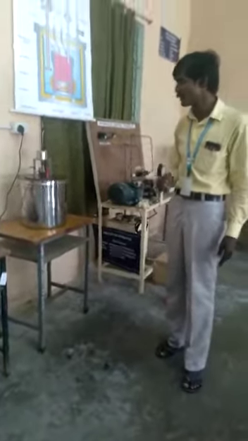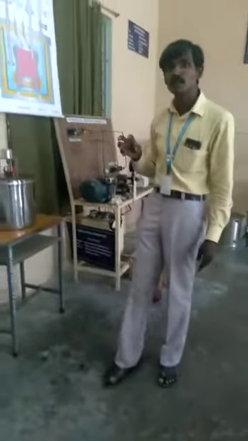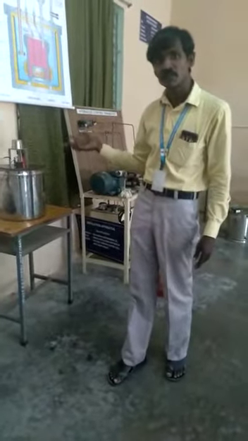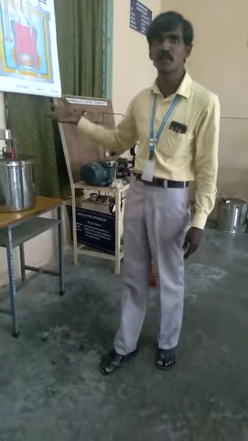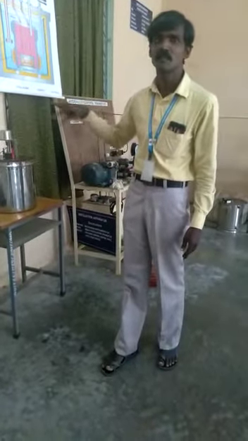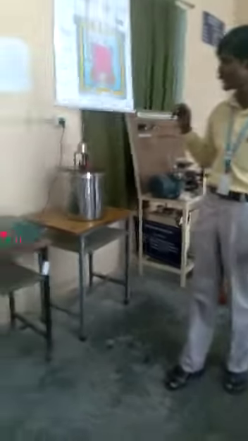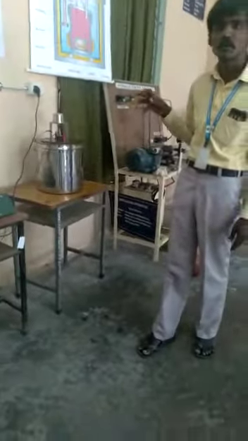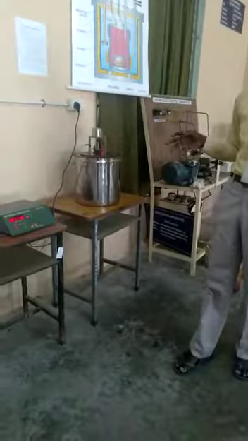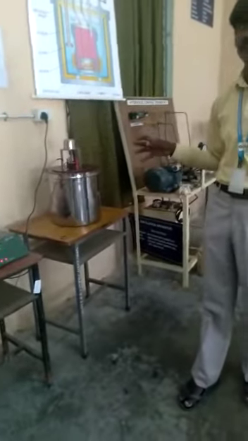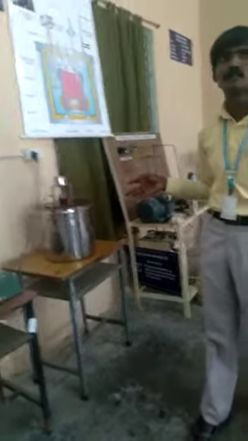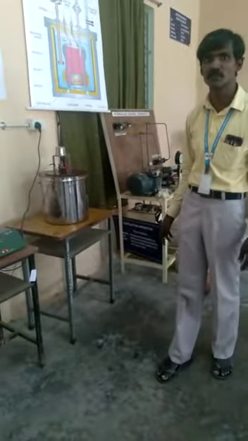Here the amount of heat liberated by burning a given mass of fuel is equal to the amount of heat absorbed by the water. With this theoretical assumption, we find how much heat is liberated by the fixed quantity of fuel. Through calculation, you should calculate the amount of heat liberated by the given mass of fuel.